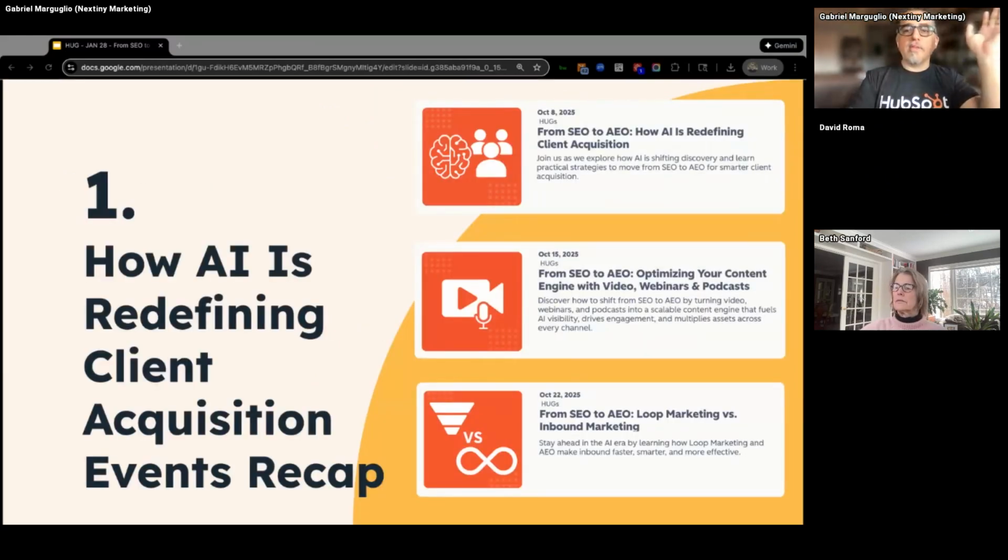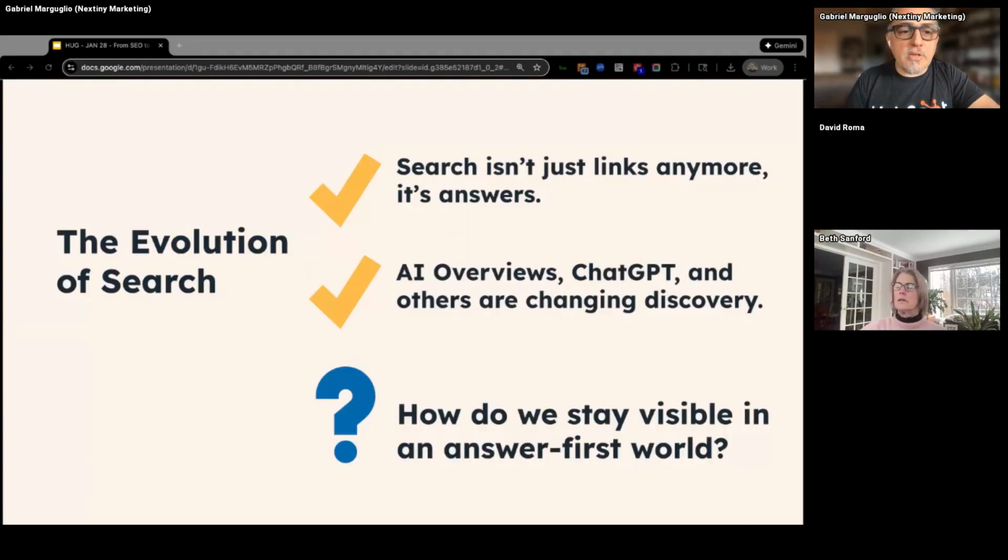I won't bore you with the recaps here, but it's important to have everybody on the same page. How is AI redefining client acquisition? The first thing is search isn't just links anymore, it's answers. AI Overview, ChatGPT, Perplexity, Claude, and new browsers that are, yes, still using Chrome technology but are based on ChatGPT or Perplexity technology, are allowing people to find things through AI. So how do we stay visible in an AI-answer-first world, right?